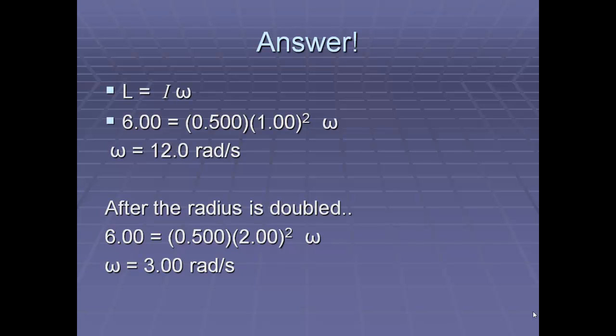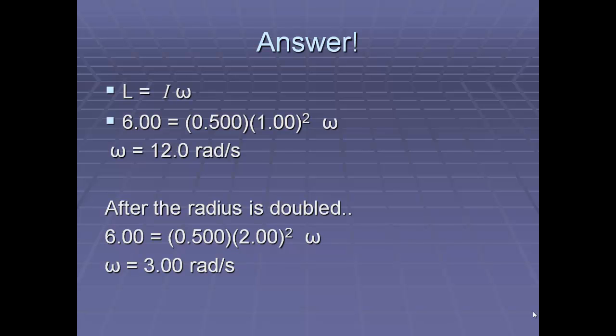So when we enter our information into the formula for angular momentum, we get an angular speed for the yo-yo of 12 radians per second. After we double the radius, we notice that the angular speed drops to 1/4 of the value, or 3 radians per second. This is exactly what we should expect mathematically.